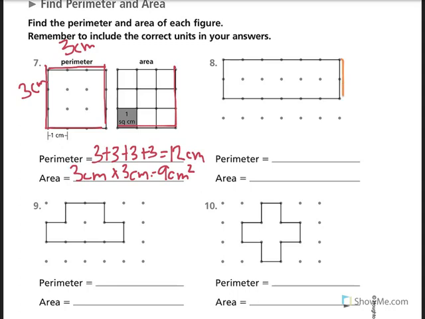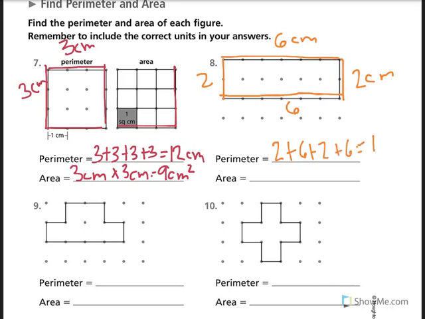All right, number 8, here we go. So count this side, 1, 2, 2. This side, 1, 2, 3, 4, 5, 6. And remember, we're not counting the dots, we're counting the segments between the dots. So this is also 2, and then this is also 6. So the perimeter is 2 plus 6 plus 2 plus 6, and that equals 16 centimeters. And then the area would be 2 times 6, which equals 12 centimeters squared.